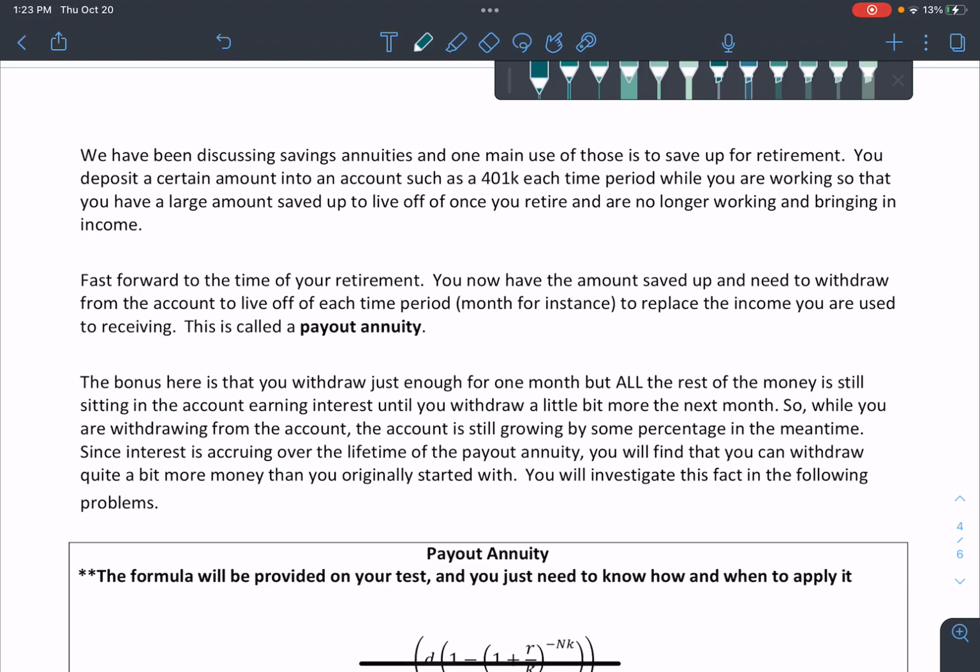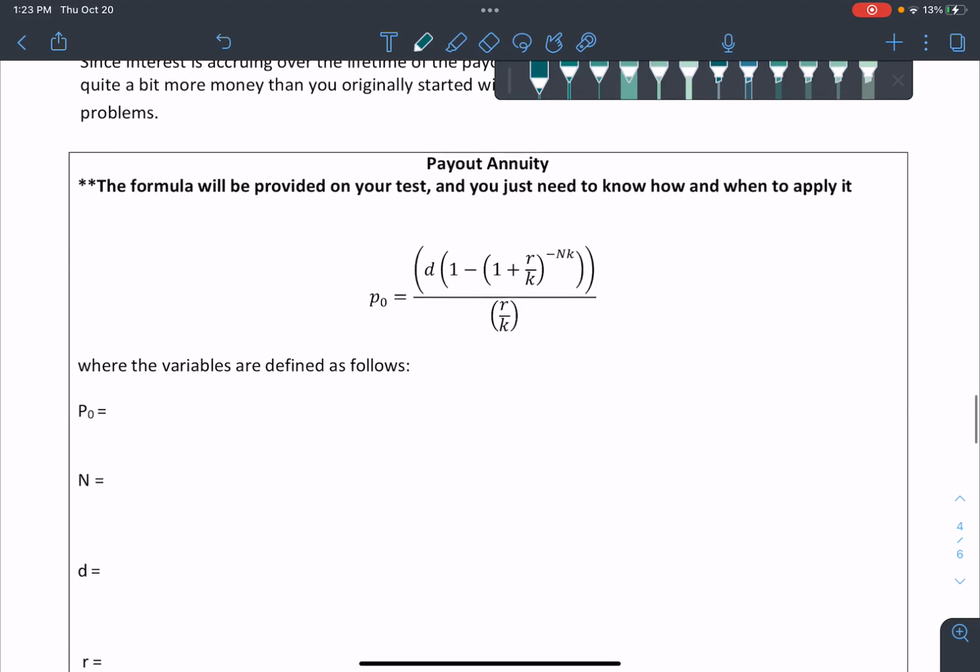So that is what we call a payout annuity. While you slowly take the money out, the money that's still in there earns interest and still gets a little bit put back in while you're taking out. So let's talk about the payout annuity formula for a moment. The formula for the payout annuity has some similarities and it also has some differences.